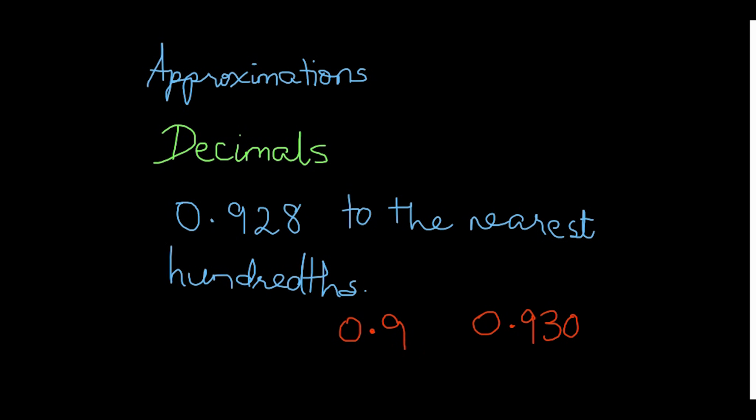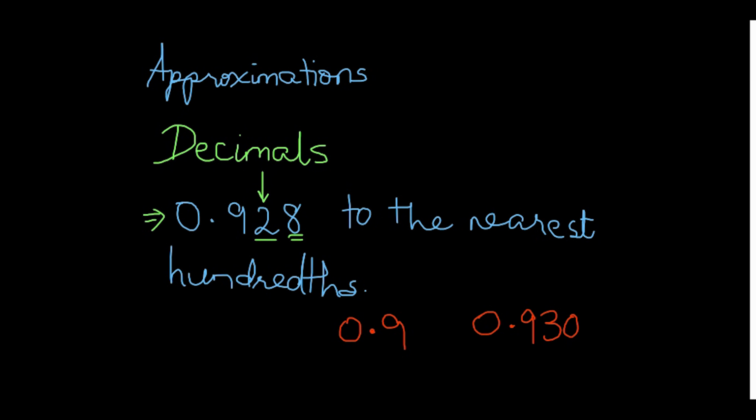Let's go. 0.928. Which digit occupies the hundredths position? The 2. That's the one. If this is in the hundredths position, remember, when you are approximating, this is the position you want to round off to. So you'll have to look at the digit to the right of it, which is the 8. Is this number 5 or greater than 5, or is it less than 5? Greater.